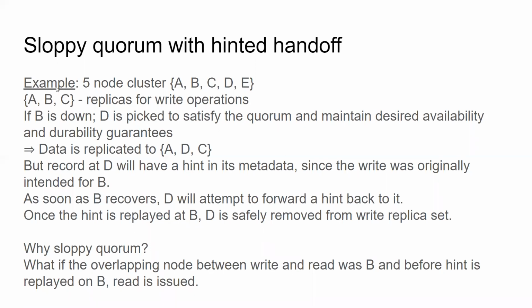I'm saying okay, B is down, I have 2 now, but I can add D to make it 3. So as long as I have 3 nodes in my write quorum, I'm good to go. But I think then it is not sloppy quorum, right?